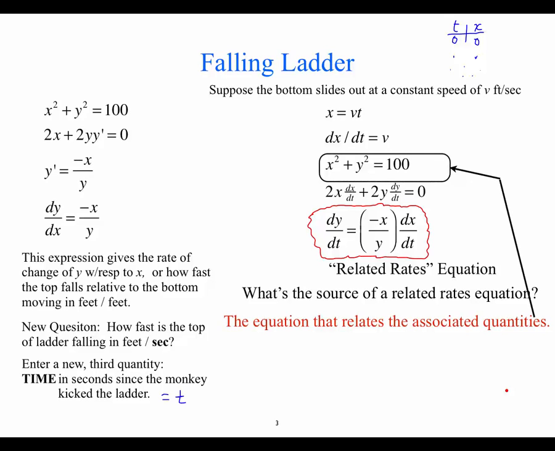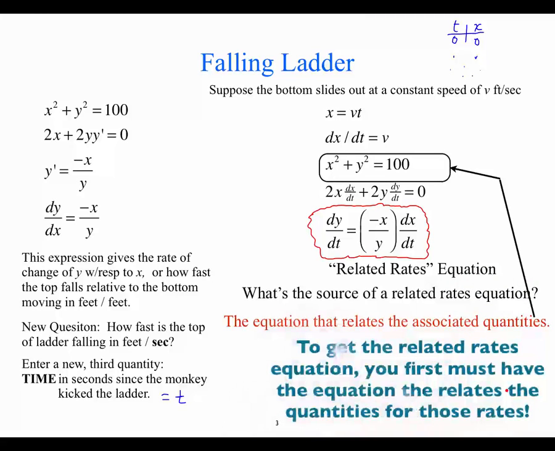Well, it came from the equation that related those quantities, right? So we have the rate of y and the rate of x together in the same equation. In order to get that, we're going to need an equation that brings together x and y. This is going to be the key to solving these problems. And then we use implicit differentiation to derive the related rates equation from the equation of the quantities.